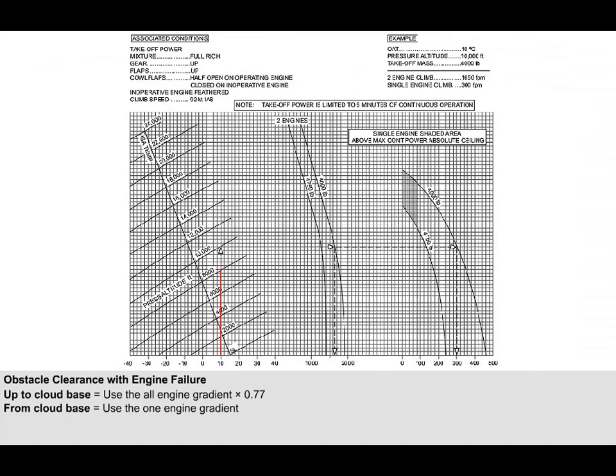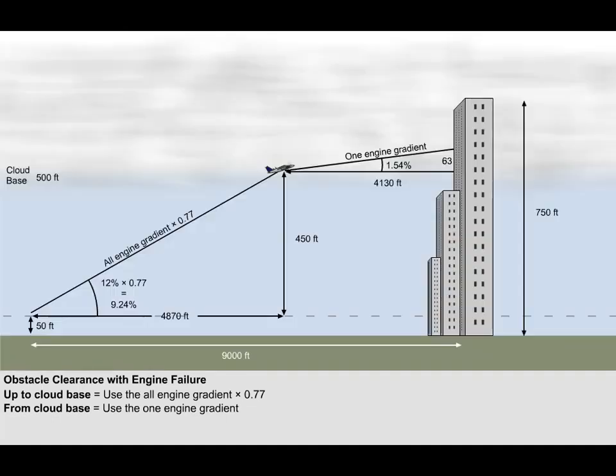The one-engine inoperative gradient can be obtained from the same graph that we used earlier. That graph is shown on screen here. The one-engine rate of climb works out to be 172 feet per minute, which equates to an approximate gradient of 1.54%. Returning to the example scenario, we see that climbing with a 1.54% gradient after it has reached cloud base, the aeroplane is not able to clear the obstacle.